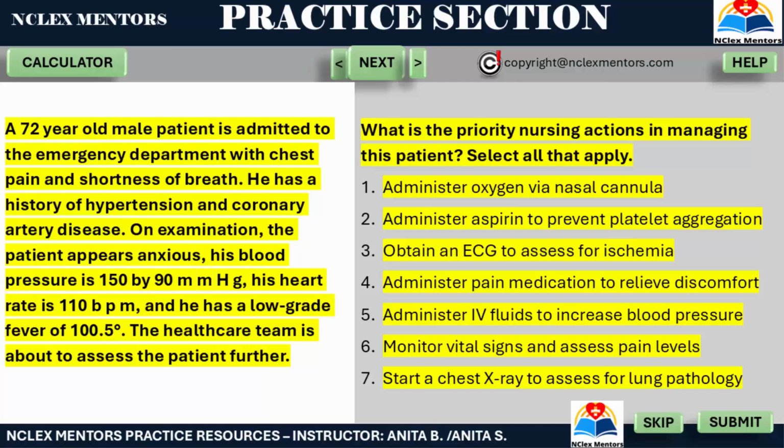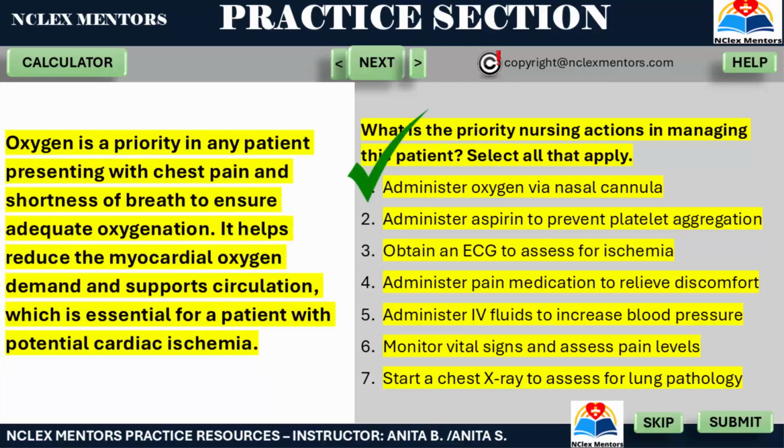1, 3, 6. Let's see the rationale. 1. Administer oxygen via nasal cannula. This is correct. Oxygen is a priority in any patient presenting with chest pain and shortness of breath to ensure adequate oxygenation. It helps reduce the myocardial oxygen demand and supports circulation, which is essential for a patient with potential cardiac ischemia. Administering oxygen is crucial to address potential hypoxia and maintain the patient's respiratory status.